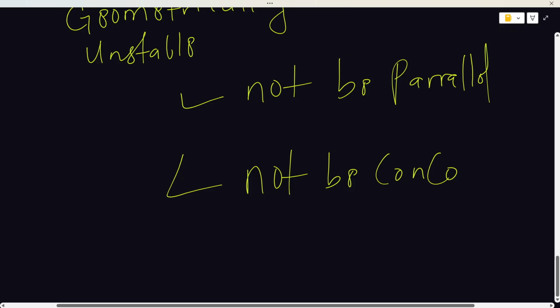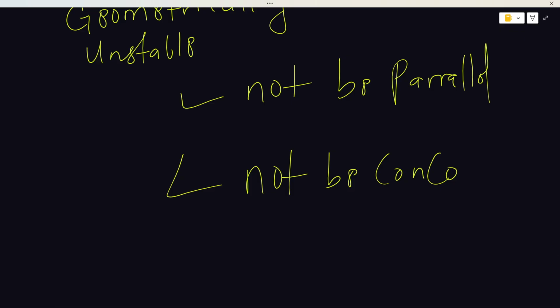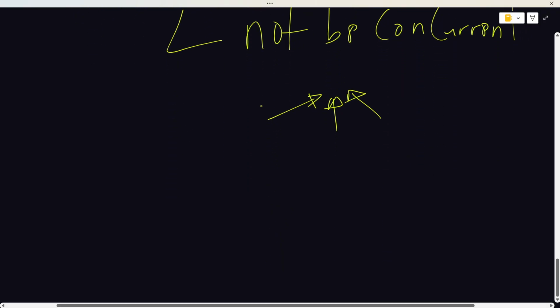Concurrent. Concurrent forces are basically forces that will meet at some point. Let's say this, they all meet. An example, this can be modeled in this manner. Let's say we have a support in this way.